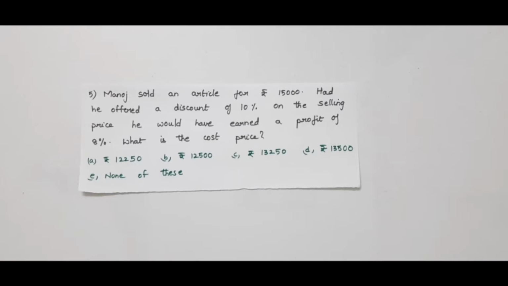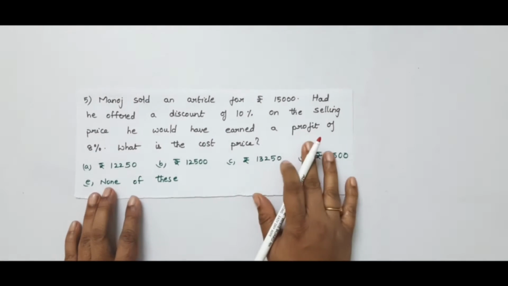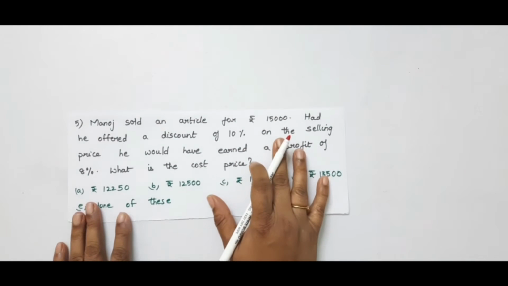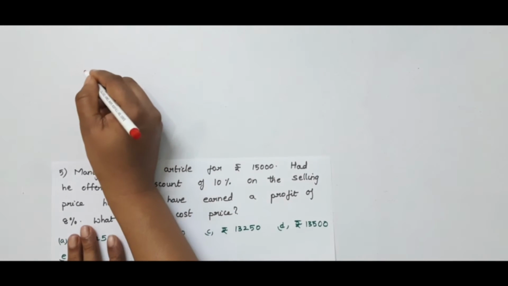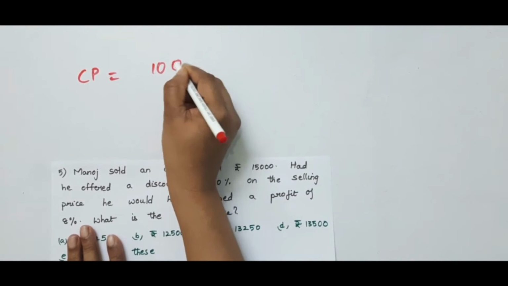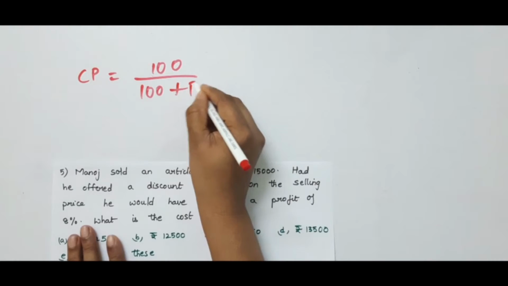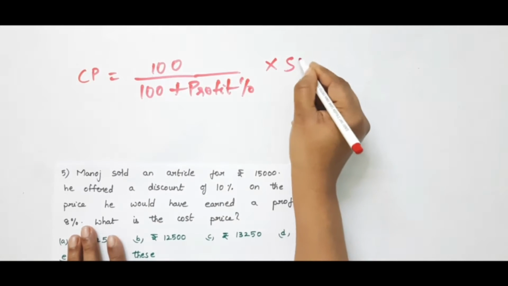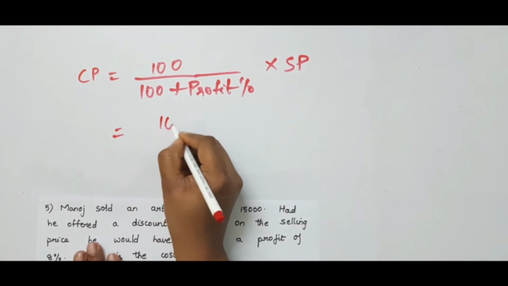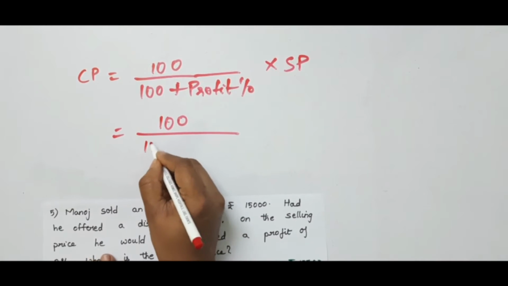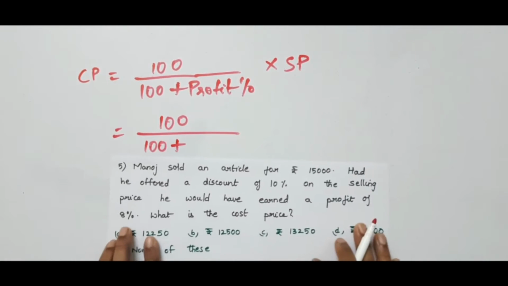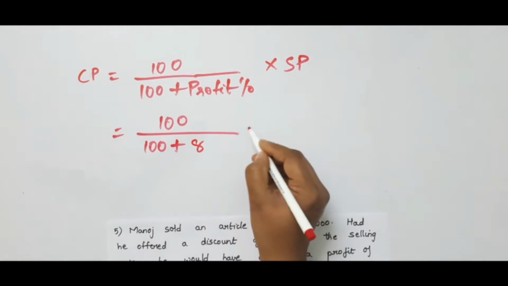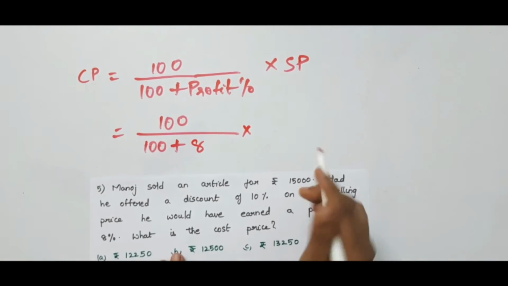So he has given the selling price and the discount on the selling price. Also he gave the profit percentage, is it not? Then if there is a profit percentage and selling price in our hand, we know the formula to find the cost price. That is, cost price is equal to 100 by 100 plus profit percentage into selling price. So this is equal to 100 by 100 plus 8, the profit percentage, into the selling price he has given, 15,000.